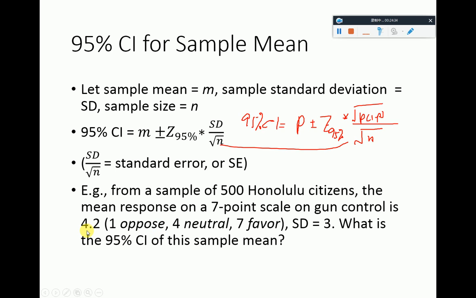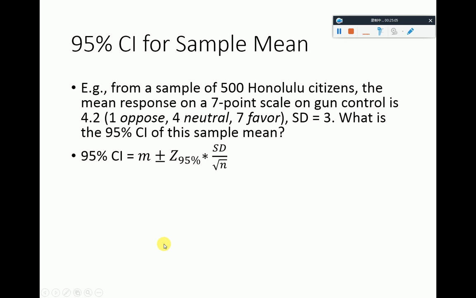But of course there will be uncertainties, because if you draw a different sample of 500 Honolulu citizens, you might get a different mean score. So we need to capture or quantify that uncertainty, and to do that we can calculate the 95% confidence interval. We have every piece of information that we need, so let's figure this out together. This is the question, and this is our formula, and we can start to calculate the 95% confidence interval for the sample mean.